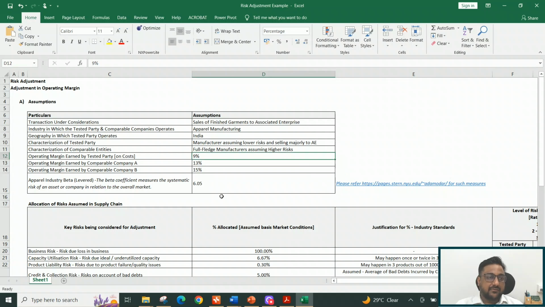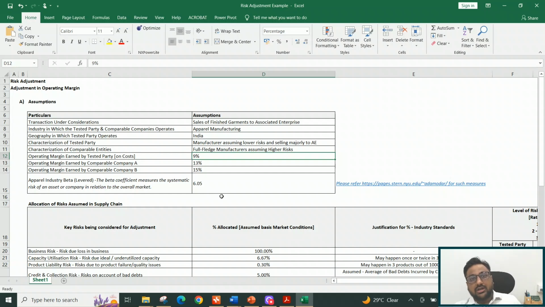This is how I have undertaken the risk adjustment. This is the methodology which I have thought upon and put down in numbers, assuming a situation: if this situation came up in my case, how I would have dealt with it. So this is what I have put down.